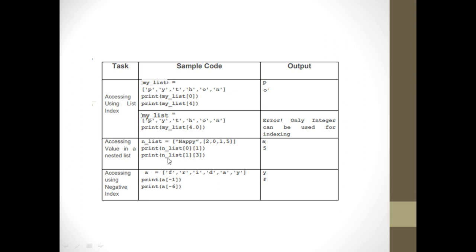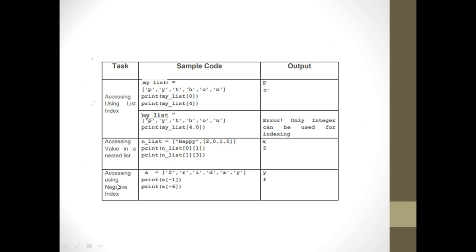Another example, n list 1. So now 1 indicates the second element because the index starts from 0. So this is the second element. Now second element is a list in itself. And in that I want to access index 3. Index 3 means this is index 0, index 1, 2, 3. So in index 1, I want to access index 3. So that will be a 5.